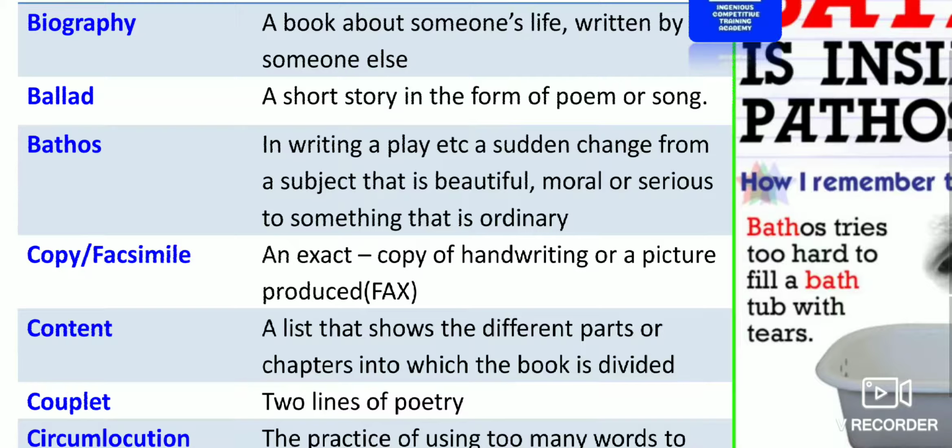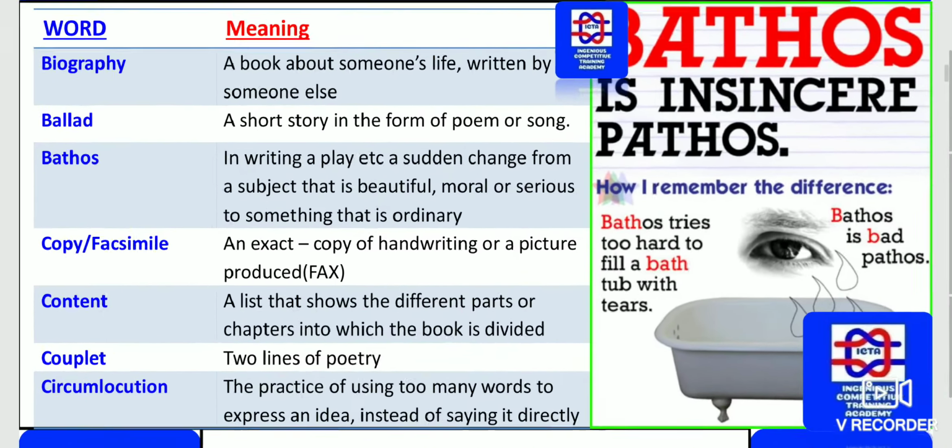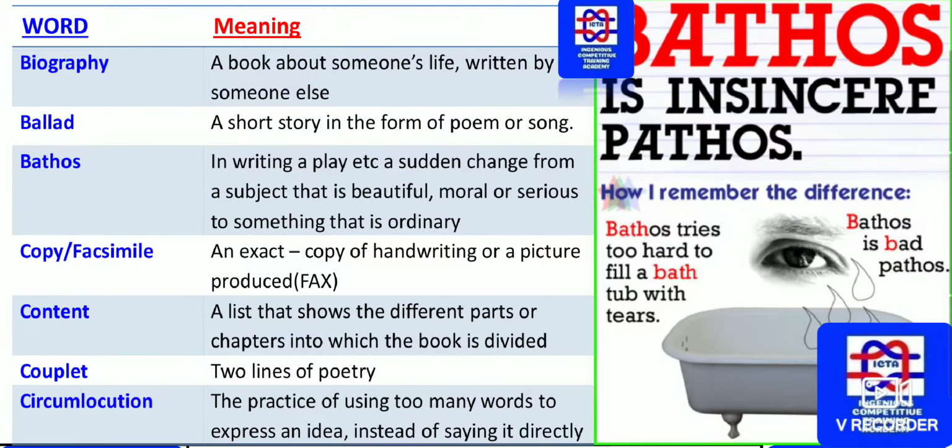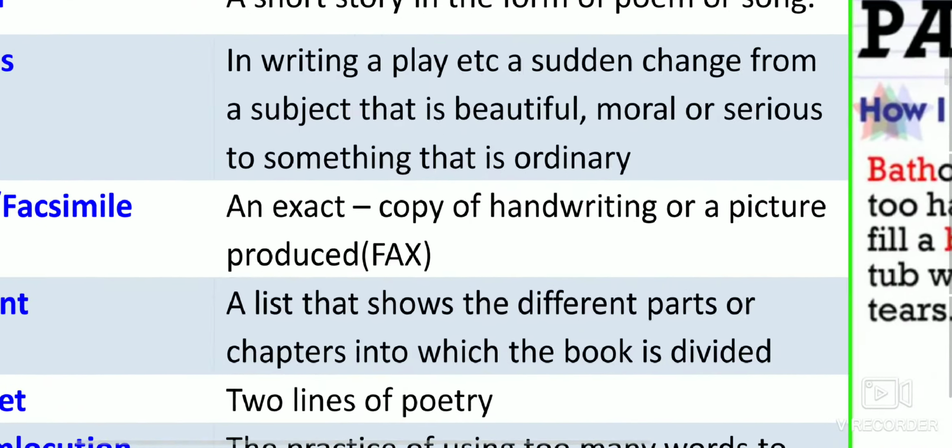Bathos means, in writing a play, a sudden change from a subject that is beautiful, moral or serious to something that is ordinary, that is known as bathos. As you can see, bathos is insincere pathos. So how I remember the difference is the sudden difference you will see in that, which is bathos.